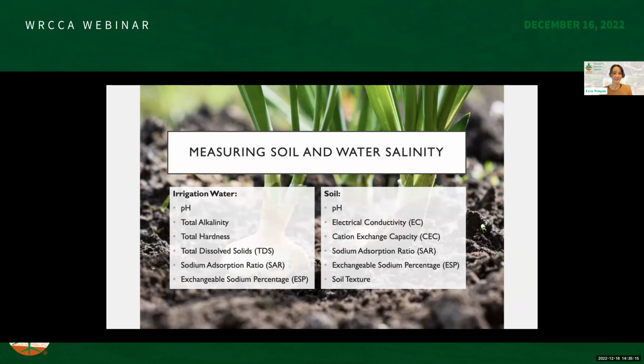So I'm going to just continue to plug the sampling message. We got to get those water samples, and we also need soil tests. And I've just thrown up on the screen some of the important things to look at when you're trying to deal with salinity. And also the type of soil test you take matters.